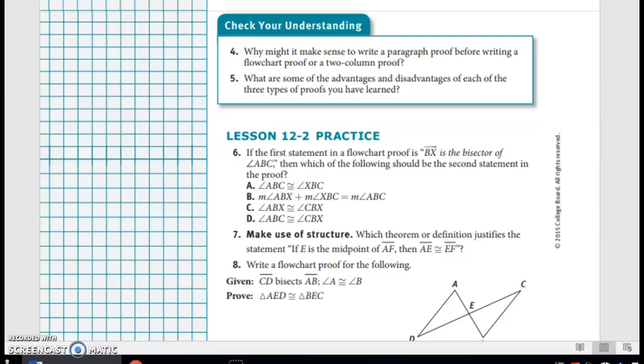Number 6 says, if the first statement in a flowchart proof is segment BX is the bisector of angle ABC, then which of the following should be the second statement in the proof? I've given you 4 options. I want you to pause the video, look at them, discuss, and figure out which one you think would be the most logical second statement of the proof.